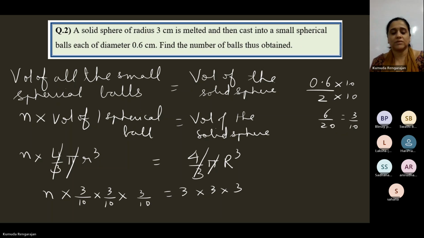Correct? So you can cancel out all the threes. 3 here and 3 here gets cancelled. So when all these go to the other side, n is equal to 10 into 10 into 10, 1000.